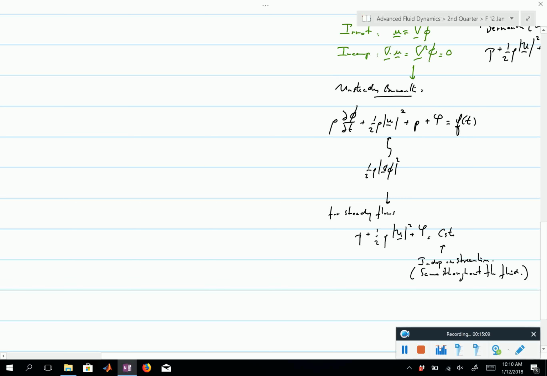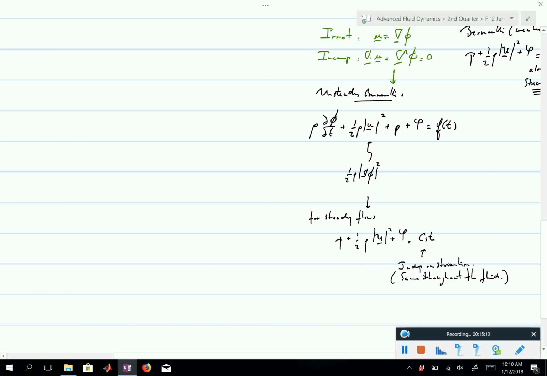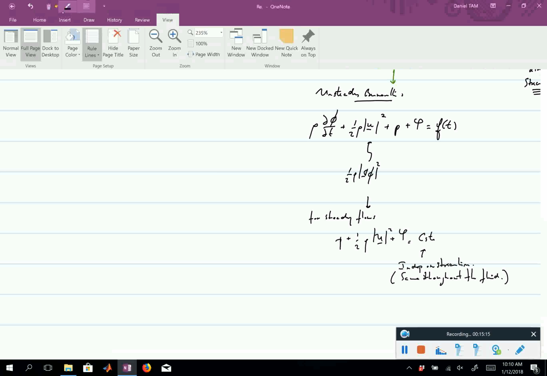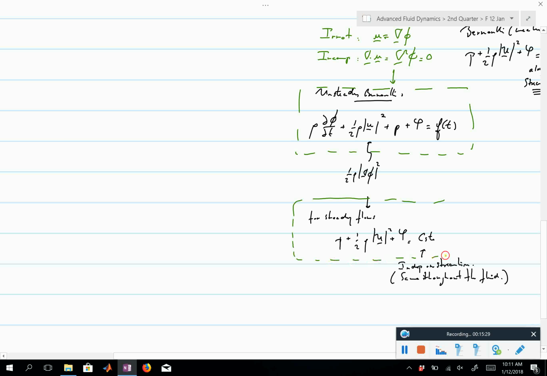So those are the two important equations. Here, the steady Bernoulli equation. And here, the stronger form of the Bernoulli equation, only if the flow is irrotational.